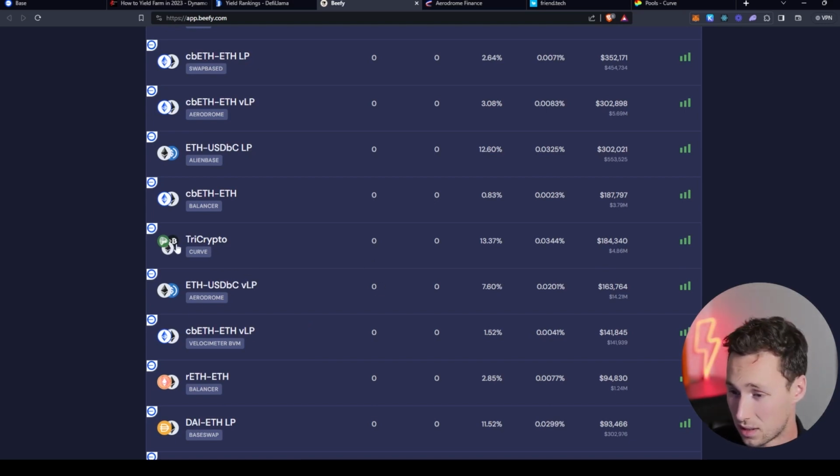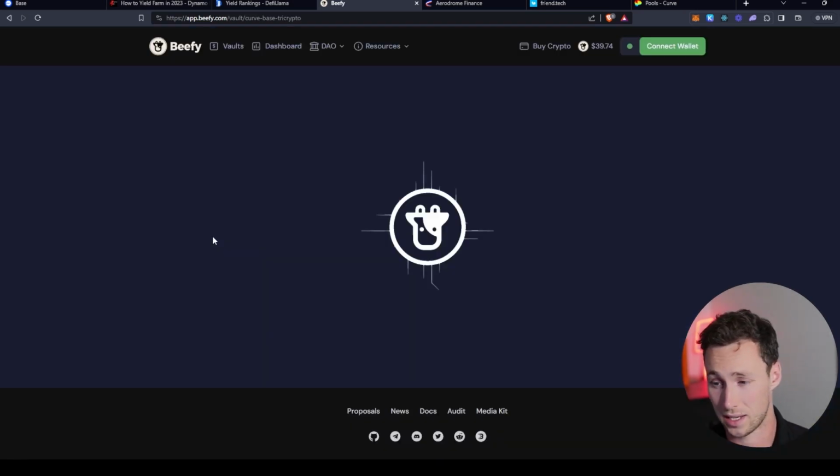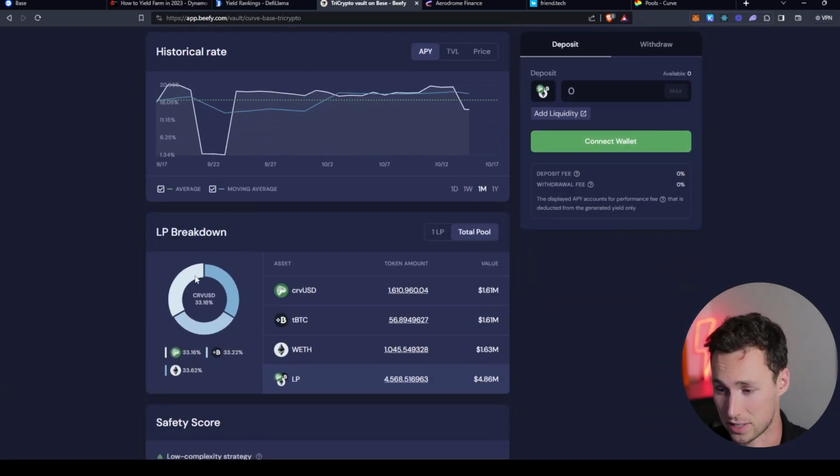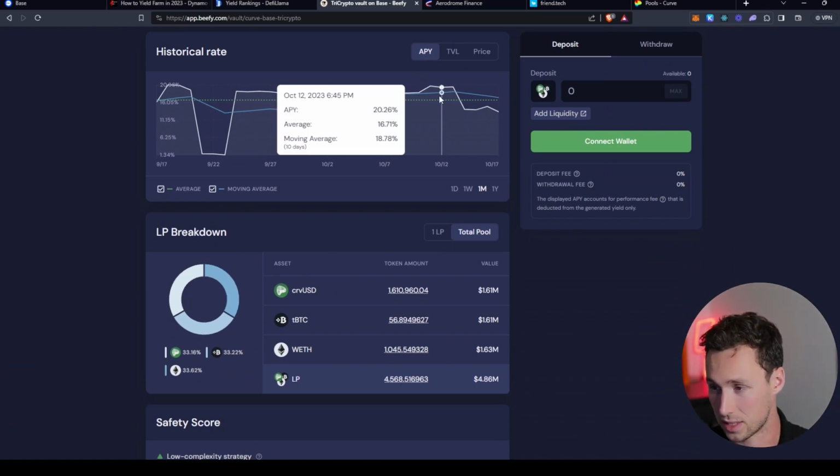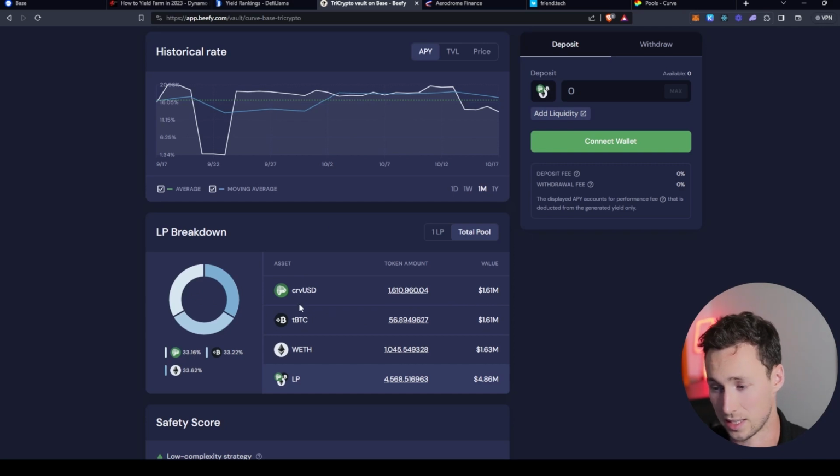Try crypto. I'm liking that. So Try Crypto is going to be a stable coin, BTC, and ETH. Let's click into this. So this one is 33, give or take percent. Curve USD, so the Curve stable coin, TBTC, so a wrapped version of BTC, and then wrapped ETH.